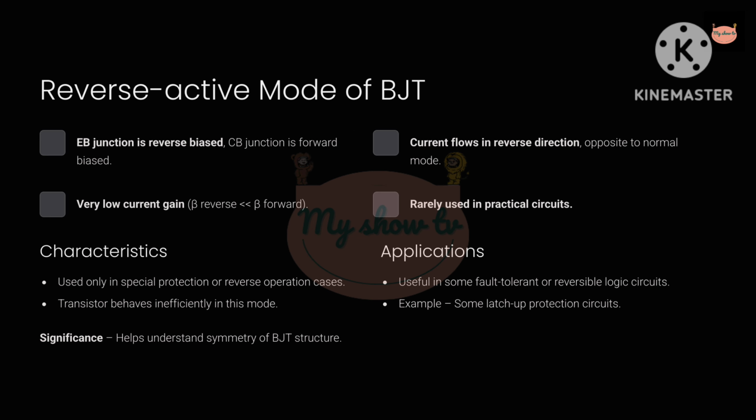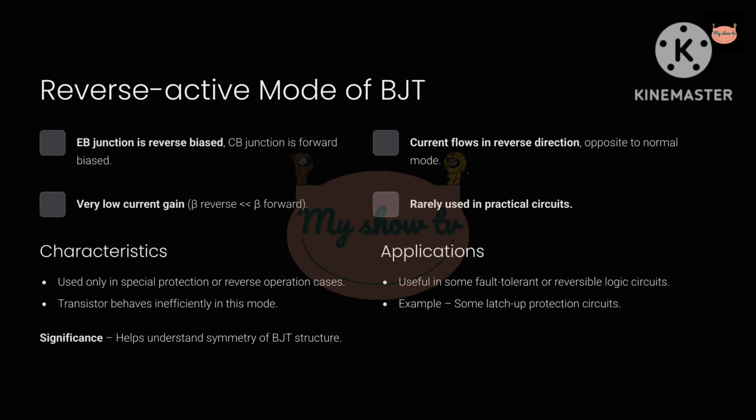Slide 5. Reverse active mode of BJT. This is the least common mode of operation. In reverse active mode, the emitter base junction is reverse biased. The collector base junction is forward biased. Here, current flows in the reverse direction compared to normal operation.